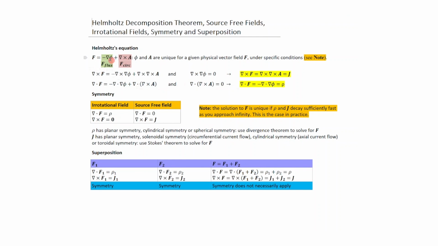So just briefly, the Helmholtz equation essentially said that we can represent a vector field in terms of the gradient of a scalar potential, and this was actually the flux component of the vector field, and the curl of a vector potential, and this was the circulation component of the field. And these are unique for a given physical vector field under specific conditions, and you refer to the note here that the solution to F is unique if rho, which is scalar density, and J, which is a vector, decay sufficiently fast as you approach infinity. And this is the case in practice. All physical problems generally will obey this condition.